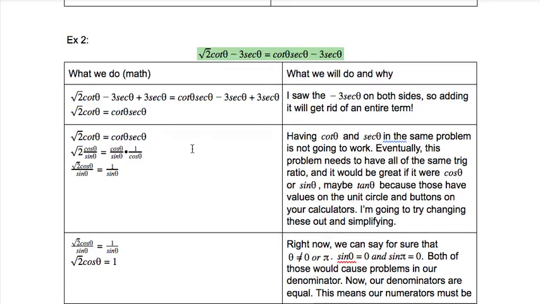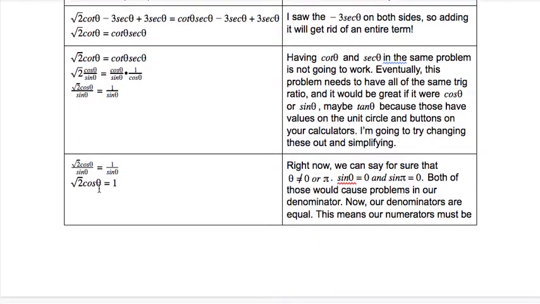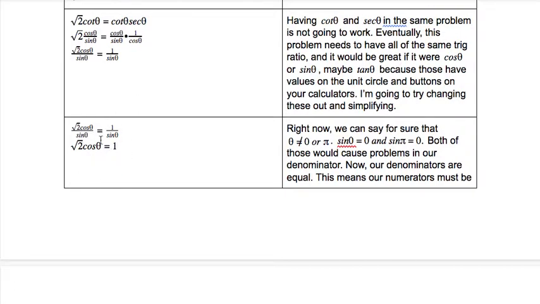So what I'm going to do is use my properties to change out these less familiar trig ratios to something more familiar. Cotangent is cosine over sine. Secant is 1 over cosine. In doing that, my right side has some cosines that eliminate, and I'm left with 1 over sine. On the left side, I'm going to move that root 2 multiplier to the numerator because that's where multipliers live. So that gets me to here.